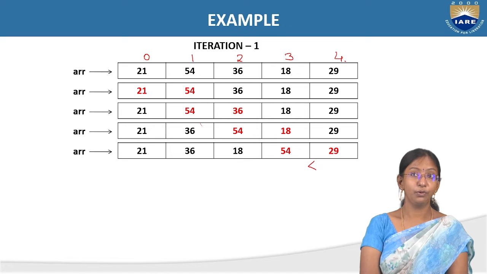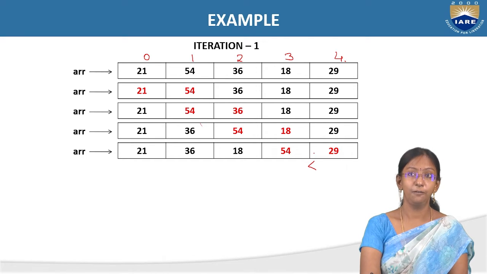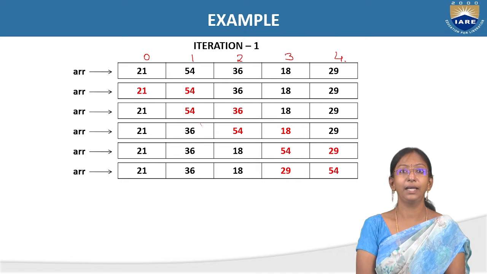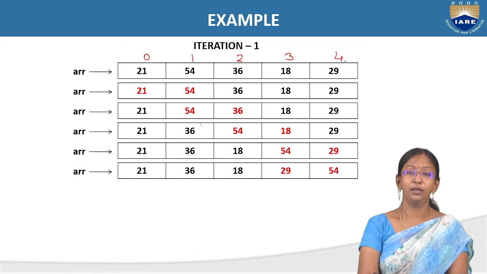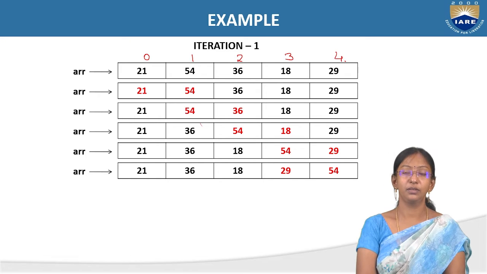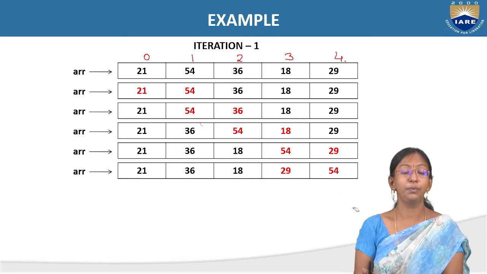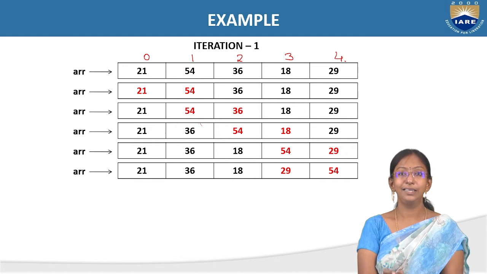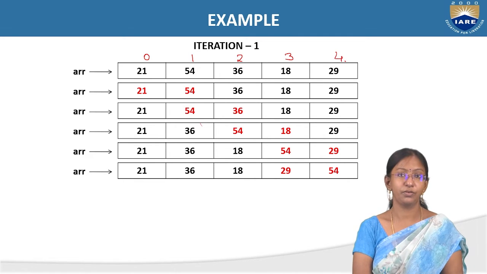I'm trying to check, is 54 less than 29? The condition fails. If the condition fails, swap the elements. I swapped the elements. Now, when I increment my pointers, I and J are the controlling pointers, and both are incremented. I will be pointing to the last element 54, whereas if I increment J, it will go out of the box, pointing to an element which is not part and parcel of my list. So it tells that it is the end of the first iteration, right?